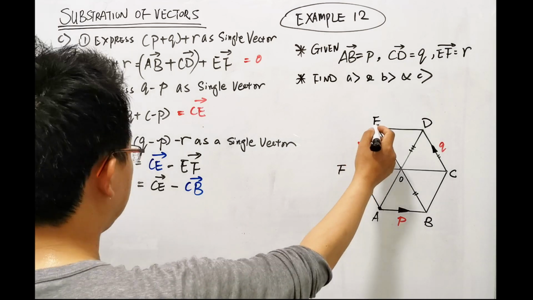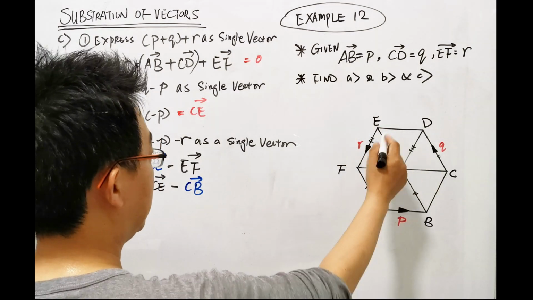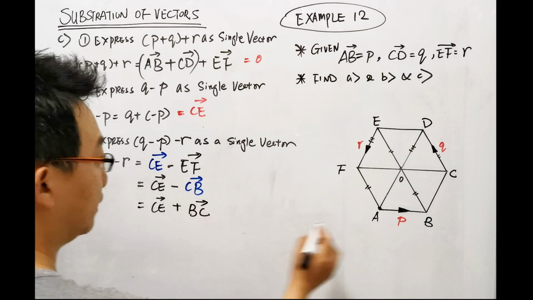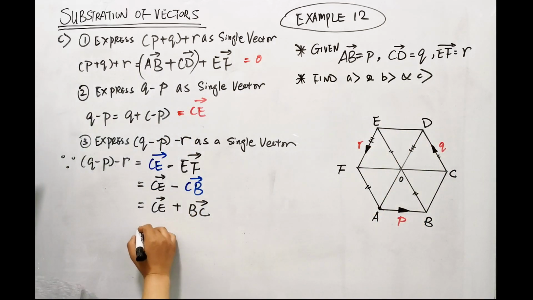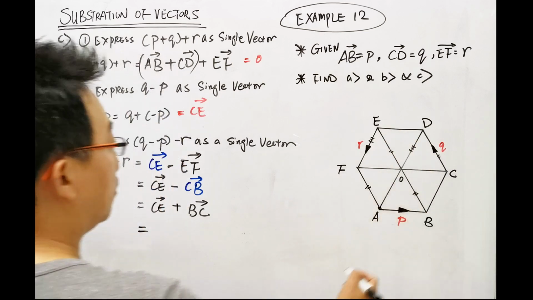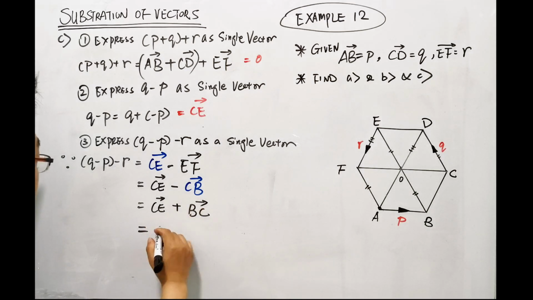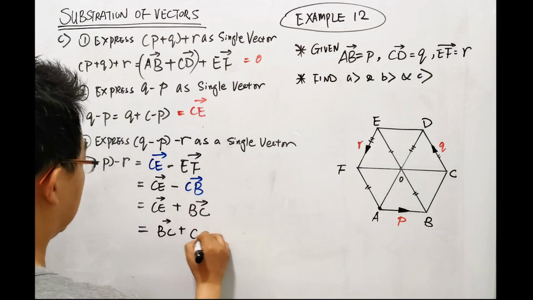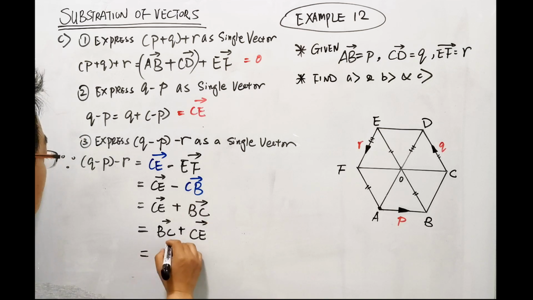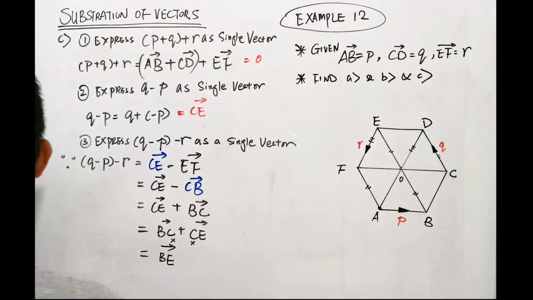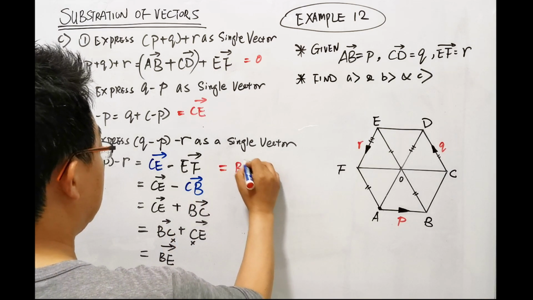EF is CB, so we can change it to plus BC, right? From here, apply the triangle law. To make it clearer, we cancel out the C and we get BE. BE is the result. That's very straightforward, right? The answer is BE.